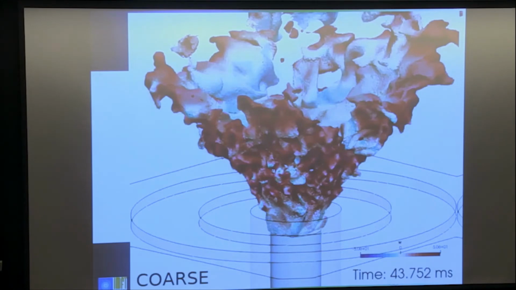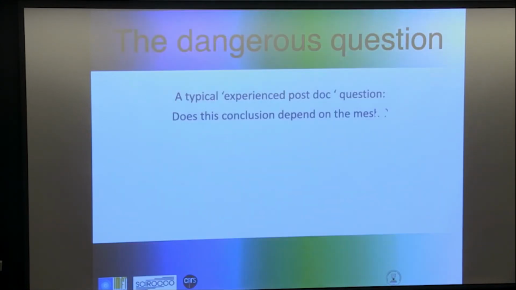And so the main discussion at the moment, we are installing this system into an helicopter engine, and the main problem is that you never want this to happen. And by the way, also, this is where things get complicated. If you take a good postdoc, the guy will ask a question, which is, does the conclusion depend on the mesh? Which is a question you should never ask, because quite often the answer is yes.